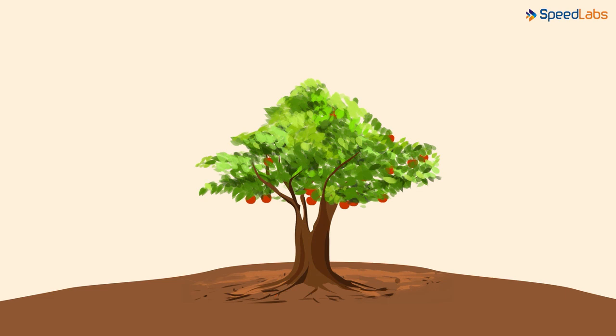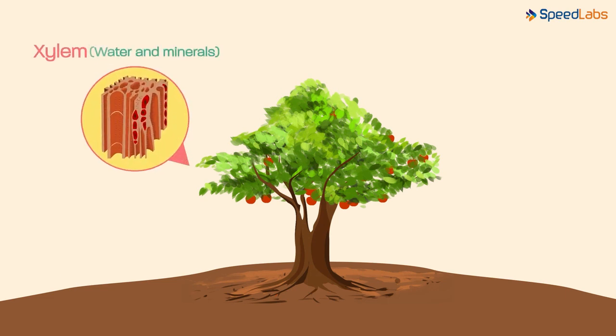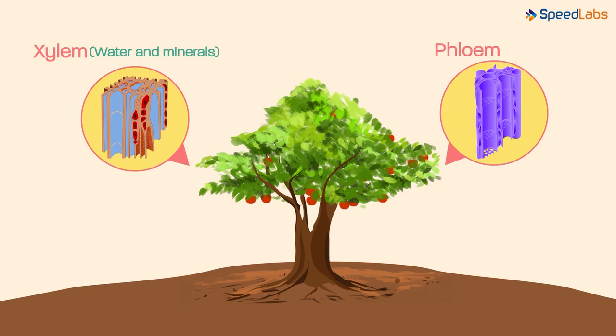For transporting water and minerals, we have the xylem. It makes sure that the water is transported vertically upwards from the roots to the leaves. On the other hand, the responsibility of transporting food is taken up by the phloem. Phloem ensures supply of food to all the parts of the plant by transporting it in both the directions.